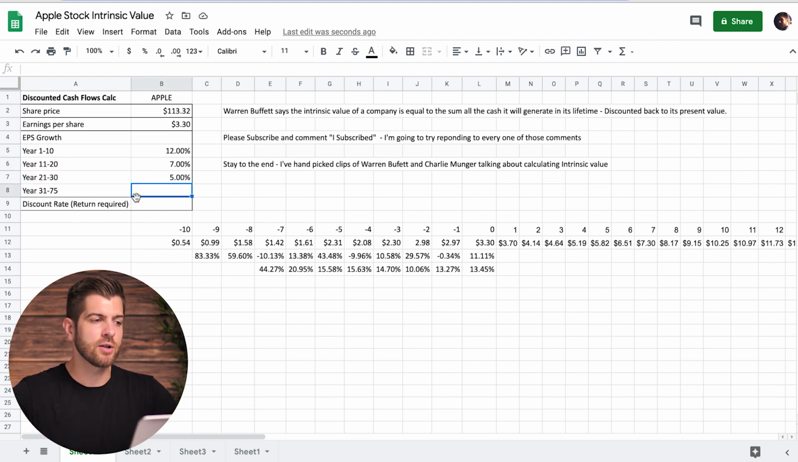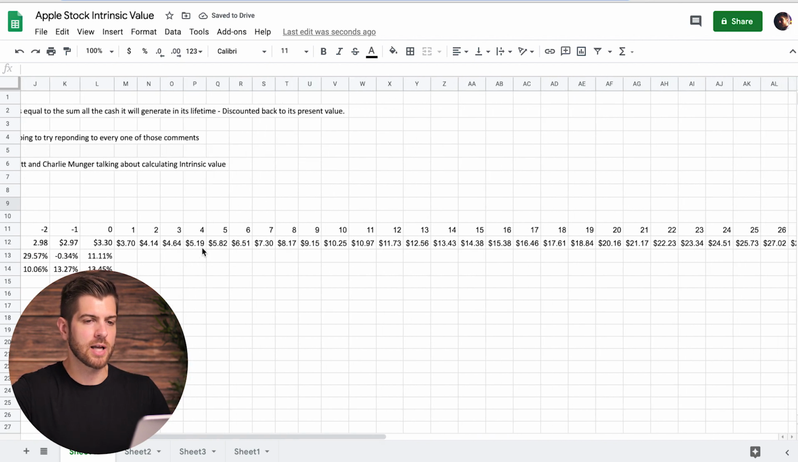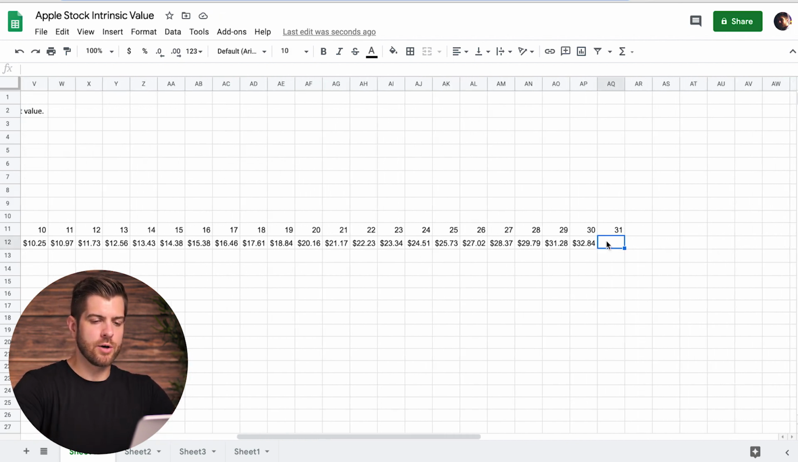So we're saying in the final years, from the year 31 to 75, its lifetime, that the earnings per share will actually start to decrease. We're going to say that every year the earnings per share decreases by 5%. Just for these estimates. Again, we're going to play around with it at the end. Okay, we're going to do this one last time.